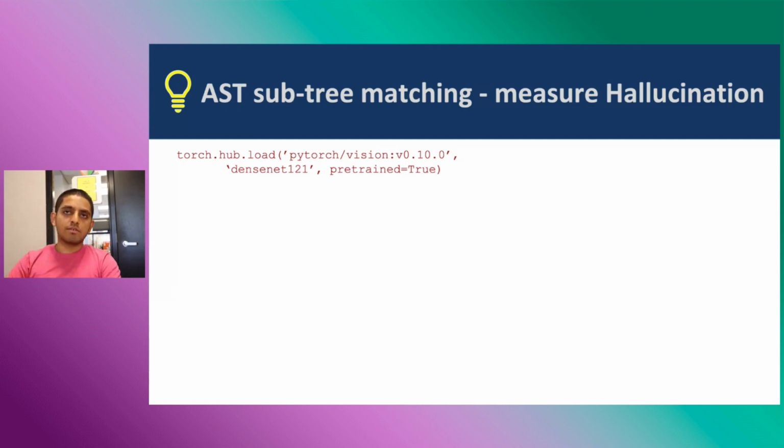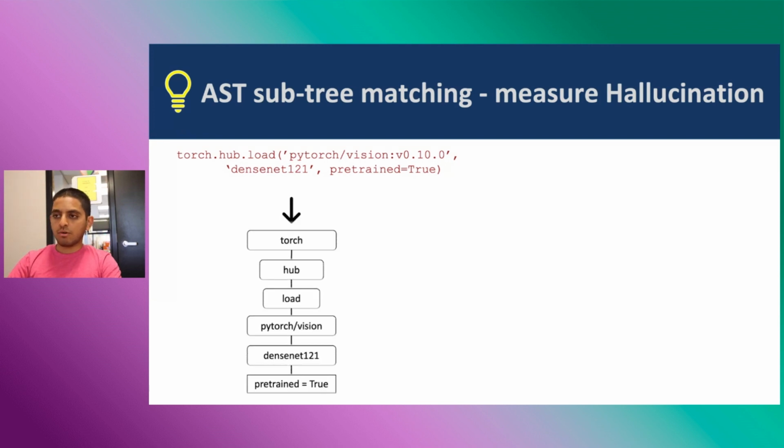So here in this case, the API call happens to be torch hub load, PyTorch vision densenet 121 pre-trained equals true. The first thing that we do is we're going to go ahead and build an abstract syntax tree from this API call, right? You can see that pre-trained equals true is slightly in a different shape because that's an optional argument. Python lets you have optional arguments. So if this is a RESTful API call, then your abstract syntax tree would include the URL, the header, and the body. So this would be your complete AST call.